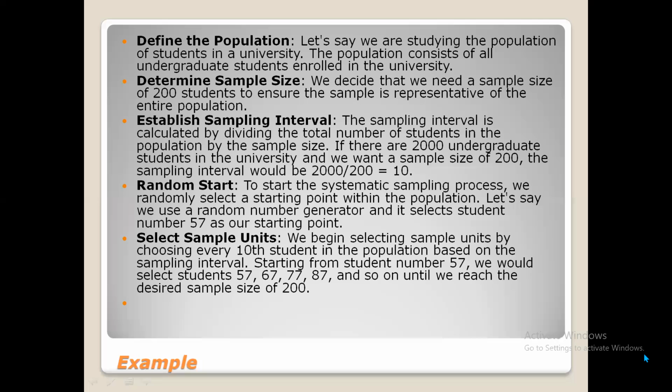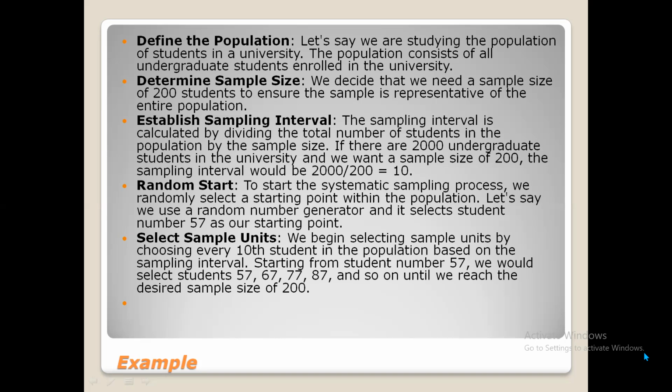Take for example, let's say you are studying a population of students in a university, and the population consists of all undergraduate students enrolled in the university. You have decided the sample size you want to be 200 using statistical formulas and based on your confidence interval. You have to establish the sampling interval, which is calculated by dividing the total number of students in the population by the sample size. If the total number of students in the university is 2,000 and the sample size is 200, if you divide 2,000 by 200, it gives you 10.